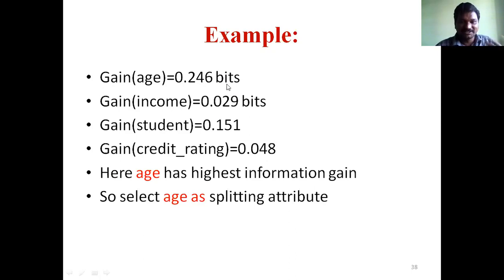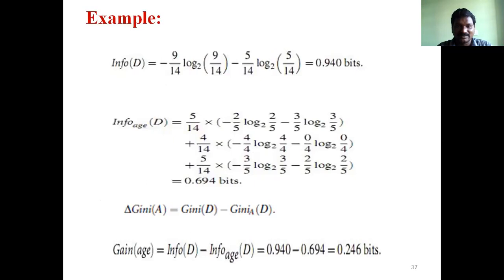That's why the age in the data set has the highest information gain, so I am selecting age as the splitting attribute. Is it clear or not? In the previous session you had a doubt: why are you selecting age, why not income, why not student? Because age has the highest information gain. In this way, you calculate the information gain. What is the necessity of information gain? It is for splitting the attribute and identifying the root attribute.